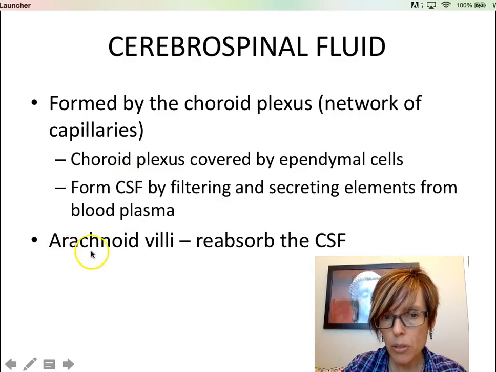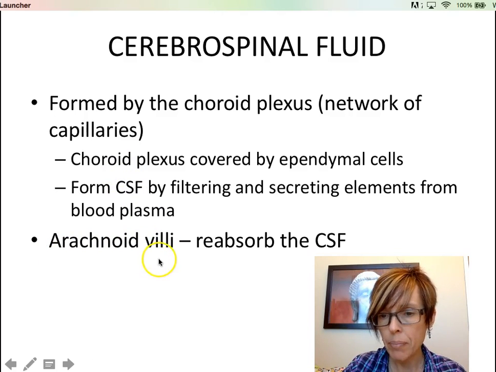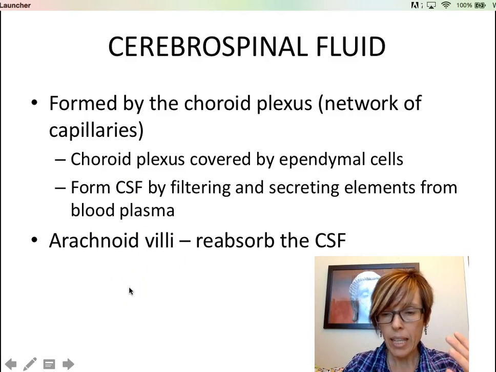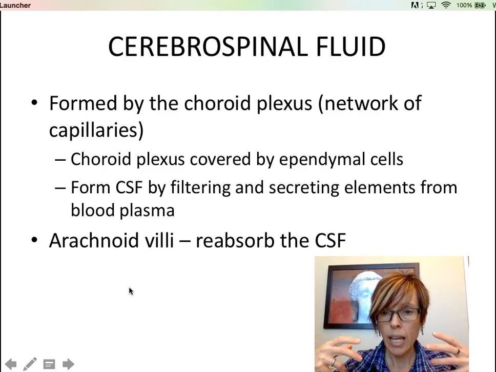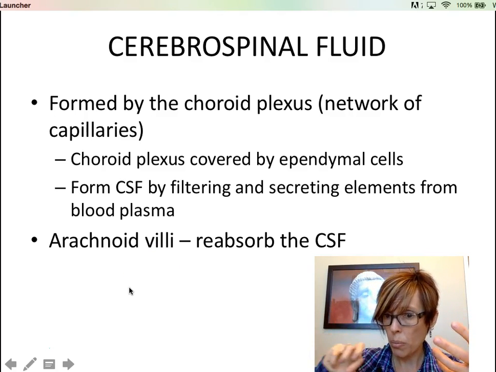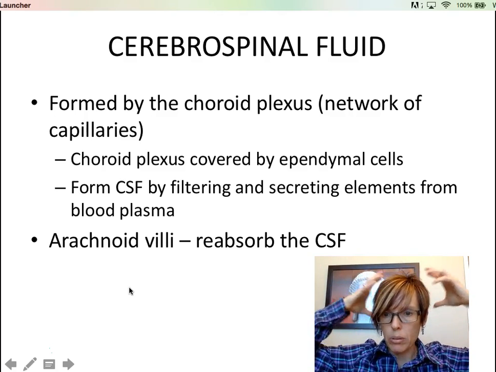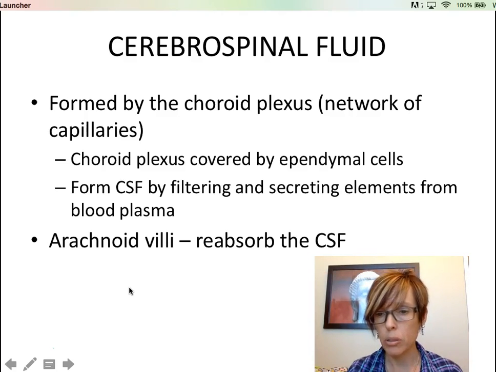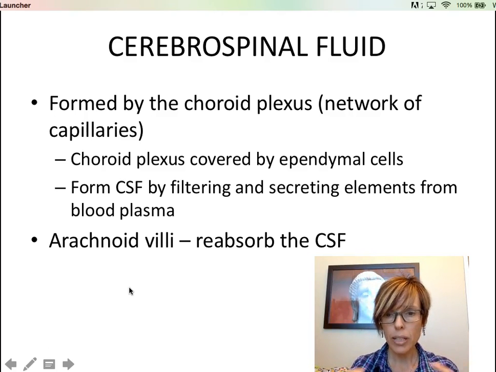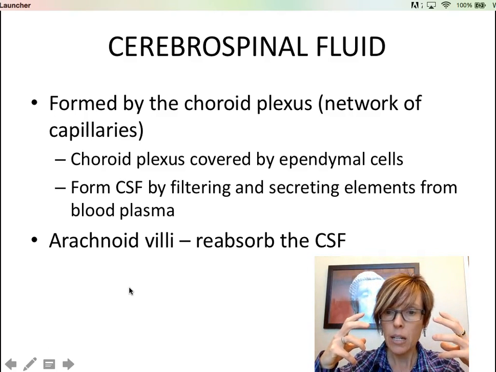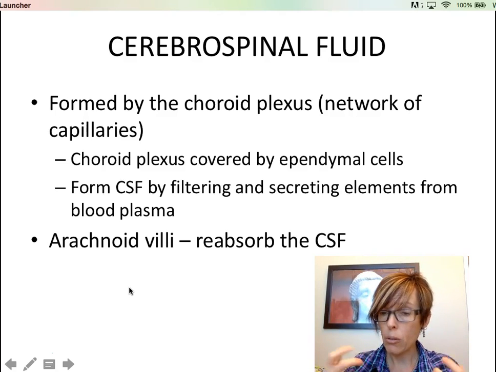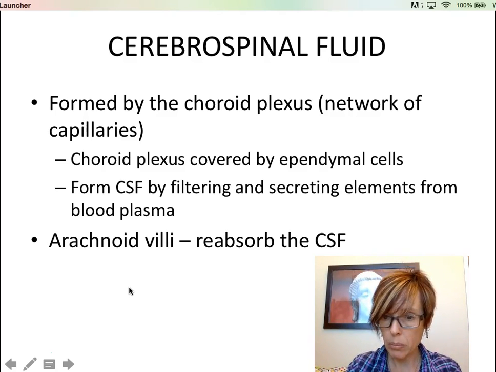Then you have these separate structures called the arachnoid villi, all right? Think about this. If we're making fluid, we also have to reabsorb that fluid. Because if we're constantly making something and not reabsorbing it, you'd have more and more and more, and your head would balloon into a giant balloon or something like that. So as you're making cerebrospinal fluid, you also have to reabsorb it, back into the bloodstream.